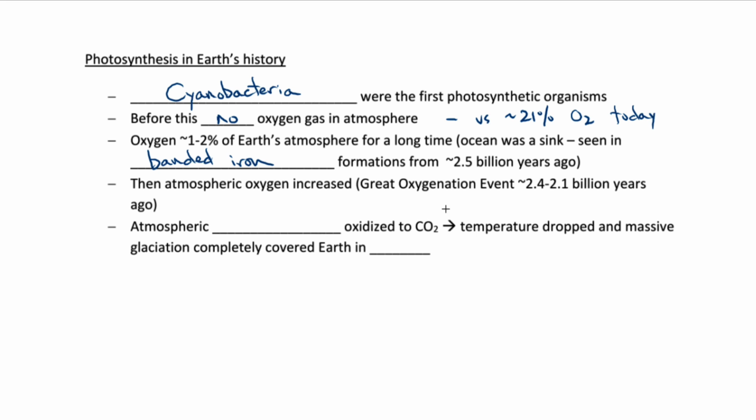And that was called the Great Oxygenation Event, or also called the Great Oxidation Event, and happened about 2.4 to 2.1 billion years ago. So after the iron was used up, oxygen increased a lot in the atmosphere. And I should mention that this is only one hypothesis. There is disagreement about some of this. Then that buildup of oxygen in the atmosphere allowed animals to evolve.